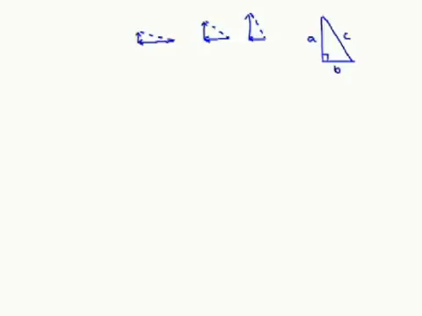So I start with the formula that relates those three sides, which is the Pythagorean theorem. C squared is equal to A squared plus B squared. Rearranging or solving for C in terms of A and B, I would merely take the square root. So I end up with C is equal to the square root of A squared plus B squared.